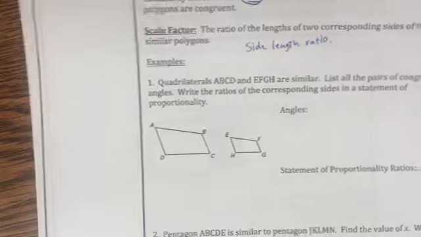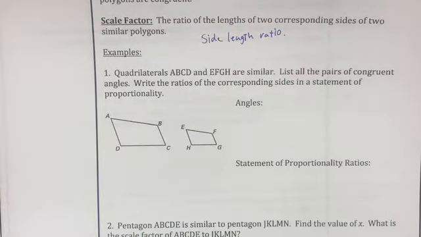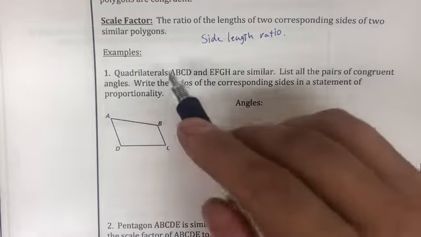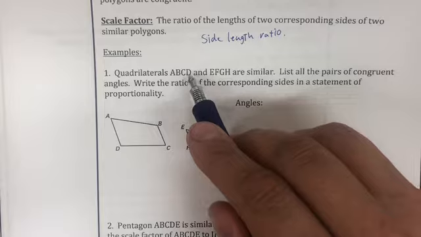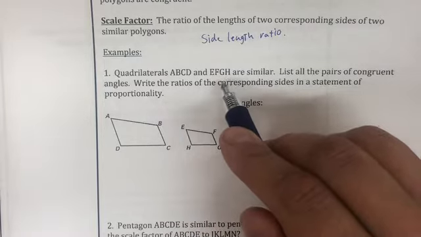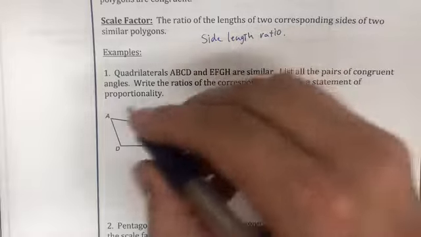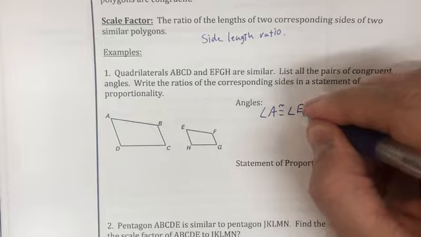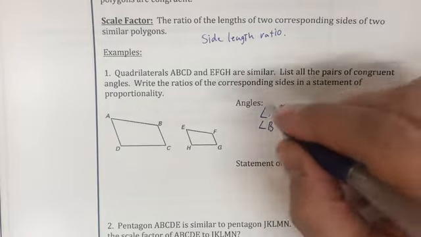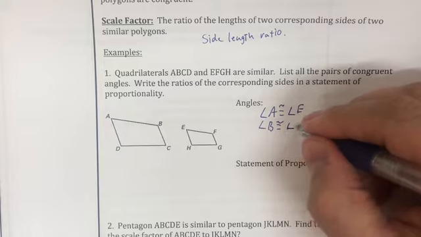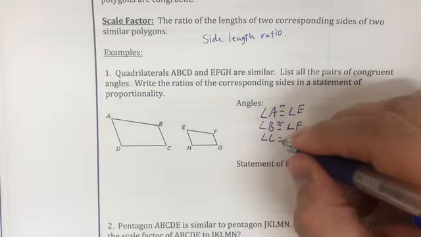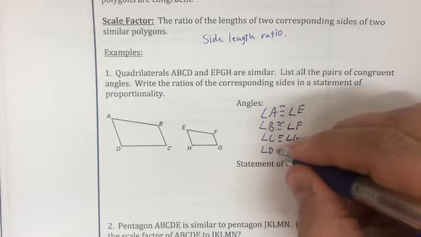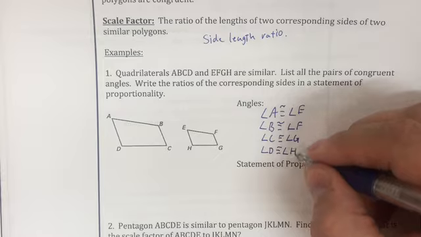So first example says we are going to look at two quadrilaterals, so they have four sides. Notice the way they're named, A, B, C, D, E, F, G, H. That means angle A corresponds with E, D with H, just like we've done in the past. So those are the angles that are congruent. So A and E come first. So angle A is congruent to angle E. Angle B would be congruent to our second one, F. Angle C is congruent to angle G. And angle D is congruent to angle H.